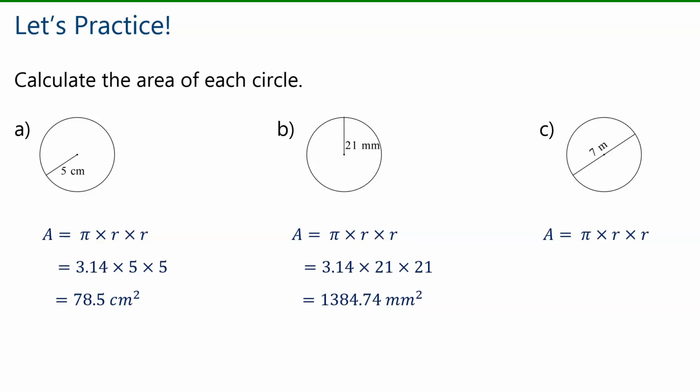Now for C, I'm not going to plug in 7 to be the radius because that's in fact the diameter. So let's go ahead and find the radius. The radius is half of the diameter. So half of 7 is 3.5. So that's what I'll plug into the formula. And then multiplying those three numbers together, I get 38.465 meters squared as the area.